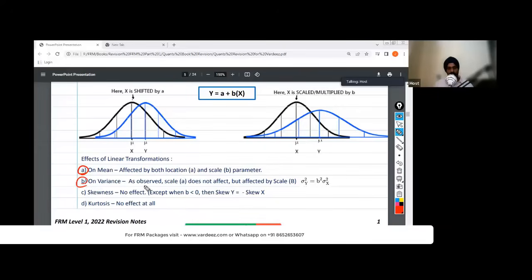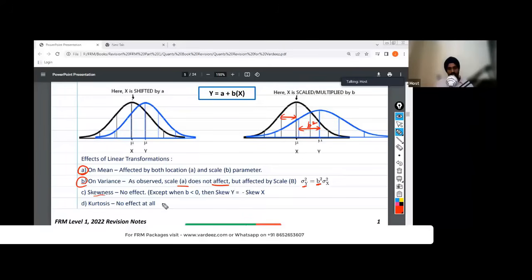What about the variance? As observed, the location parameter a does not affect the variance. Over here, this is my original variance, and now the variance has gone up by b squared. The variance of y will be b squared multiplied by the variance of x. So as you can see, the variance of x has gone up by almost double, which is b squared.